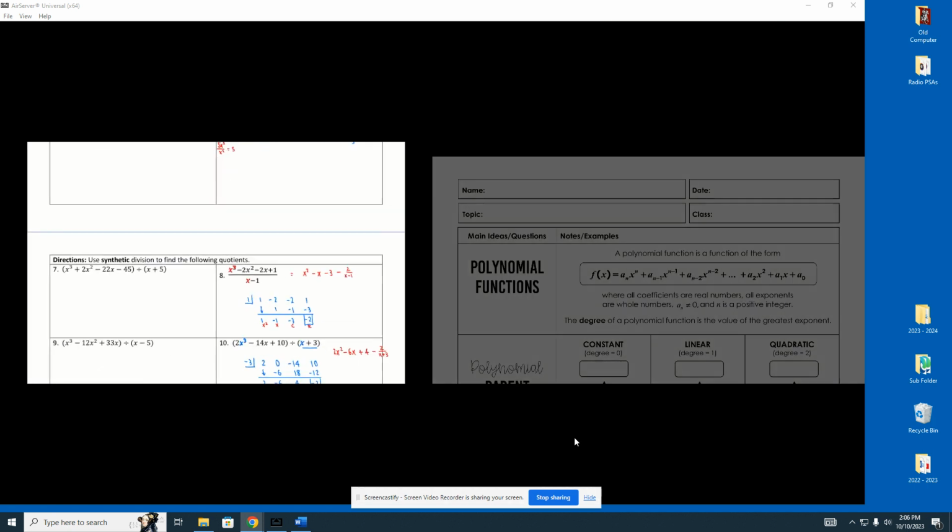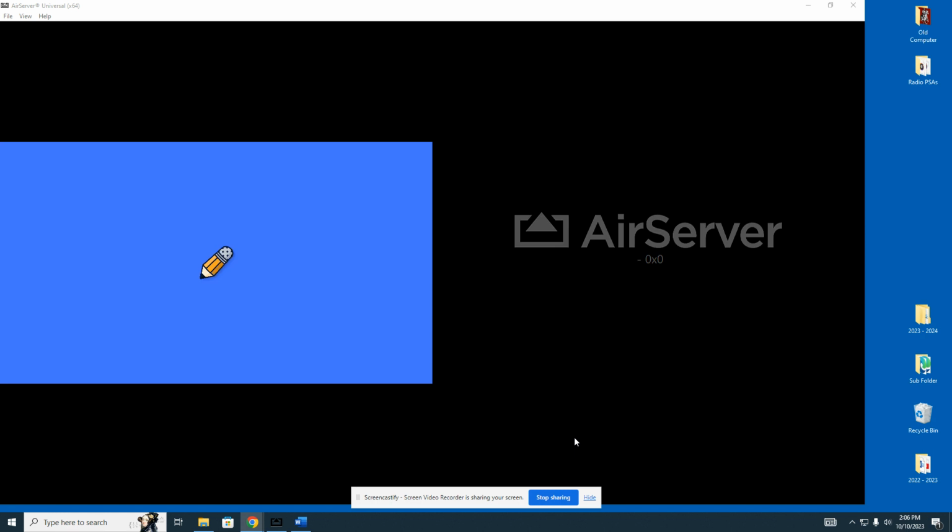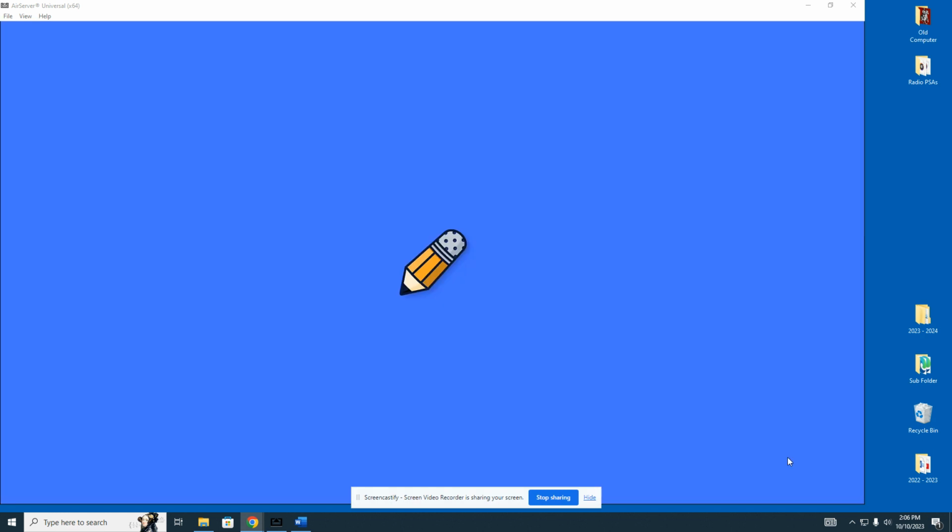I don't mean to do that. I have no idea what just happened. Anyways, I don't even know where that came from. Double screen.